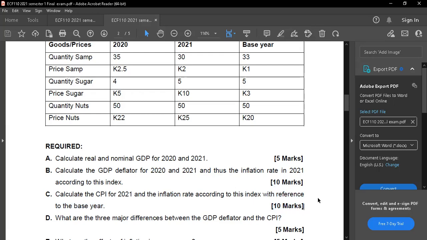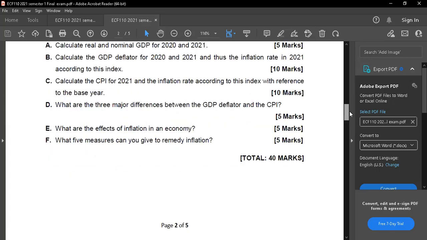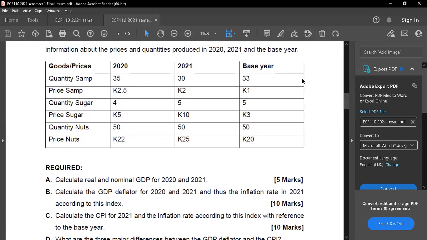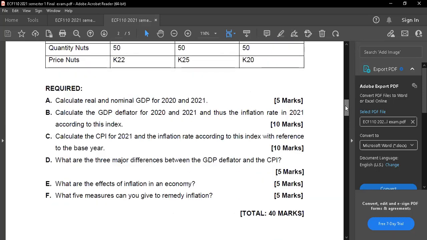So in this case, the base year can't be 2021. They always tell you which one is the base year, and in this case they have just put base year, which we don't know. So sometimes they will give you three of them, let's say 2020, 2021, and 2019, and they tell you to take 2019 as your base year, and then they can ask you like that. So if they say with reference to the base year, put the base year there. All right.